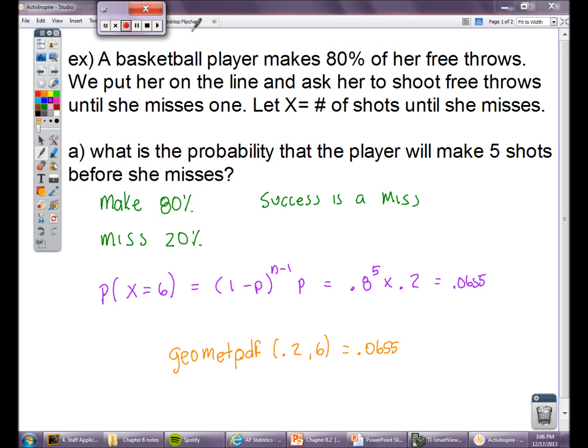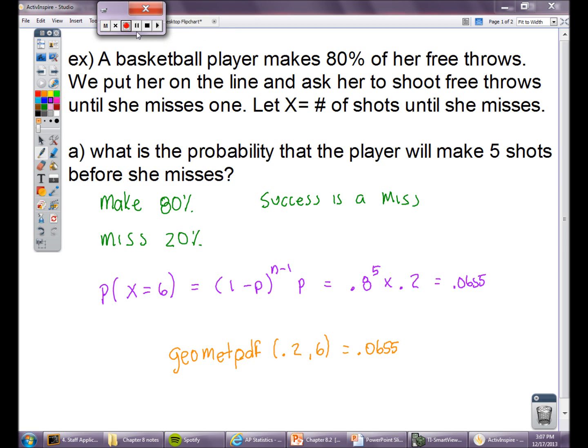So here's your answer. She makes 80%, that means she misses 20%. What's unique about this problem is that success is actually missing a shot. If you read the question, what's the probability the player will make 5 shots before she misses? So missing is the success, meaning the miss happens on the 6th shot. So following the formula, probability of failure raised to the n minus 1 times probability of success, 0.8 to the 5th times 0.2, 0.0655.